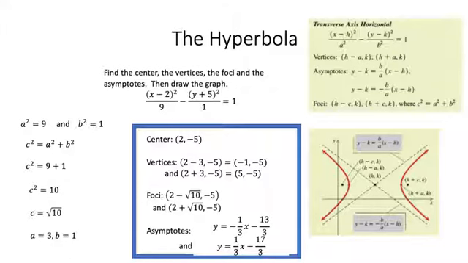And when you work that out, you get that the asymptotes are y equals negative 1/3 x minus 13/3 and y equals 1/3 x minus 17/3. I want to show you how to graph this on the next screen.